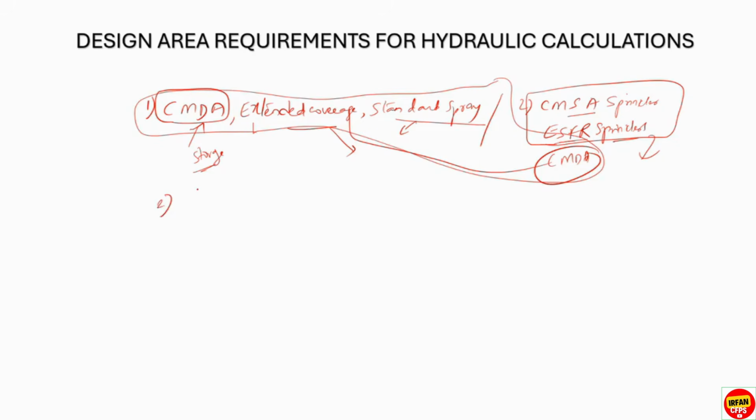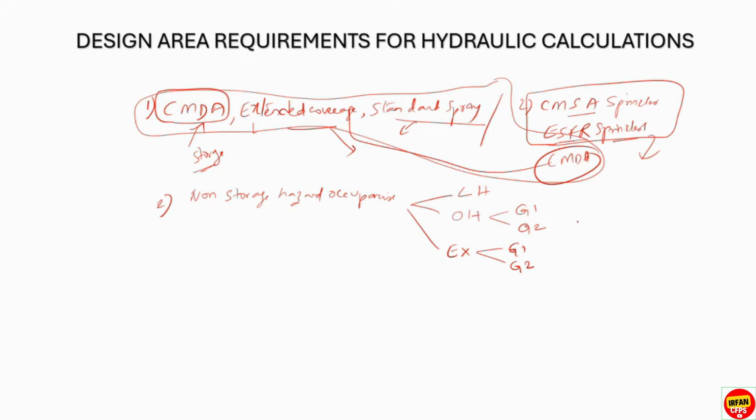And the second point, you already know, for non-storage hazard occupancies, we will define the hazard occupancies into three categories, right? Light hazard, ordinary hazard, again group 1, group 2, extra hazard, group 1 and group 2.